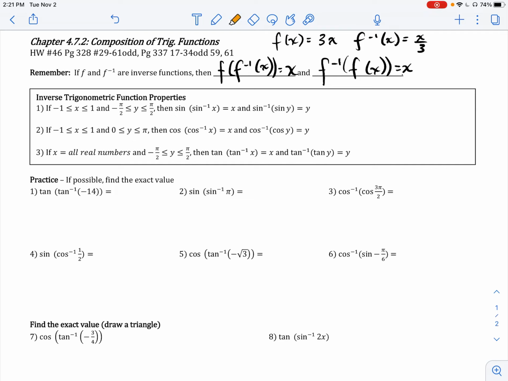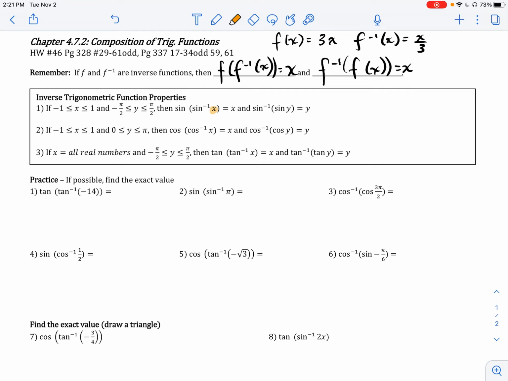We can say that the following statements are true. That is to say, sine composed of its inverse function, arcsine: remember that the domain of arcsine is actually going to be ratios, right? X here is a ratio. If that is between -1 and 1, then we can just say that this entire composition should just result in x. And the same deal when we're talking about arcsine composed of sine of y.